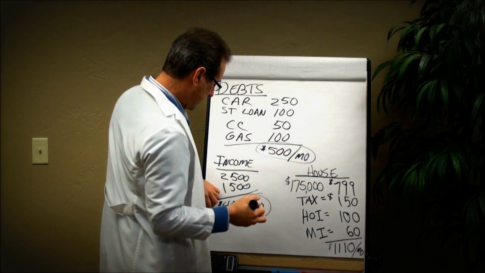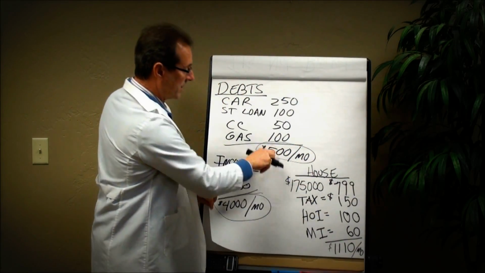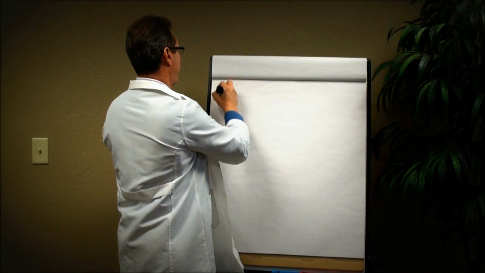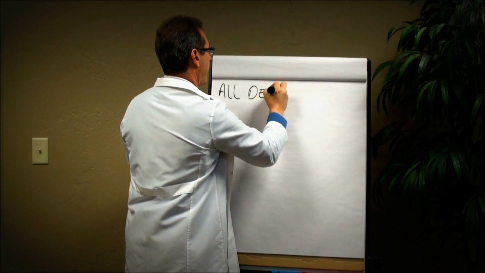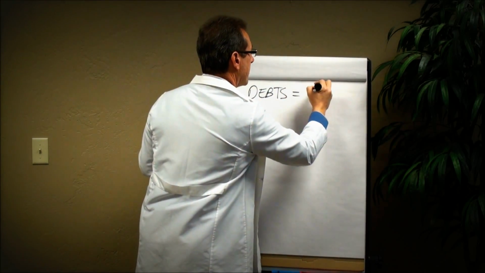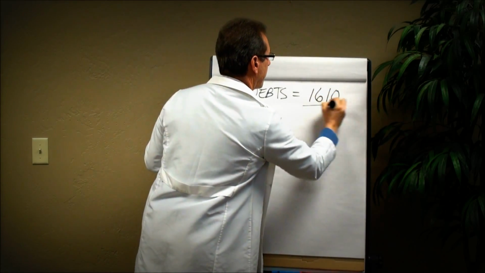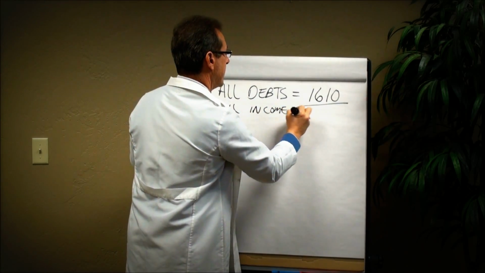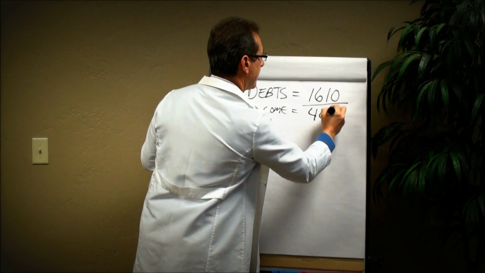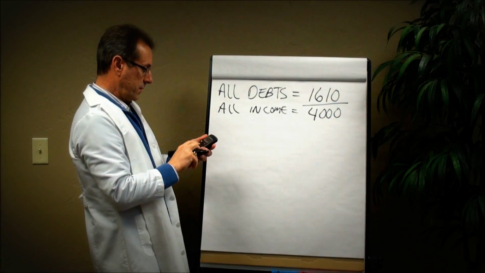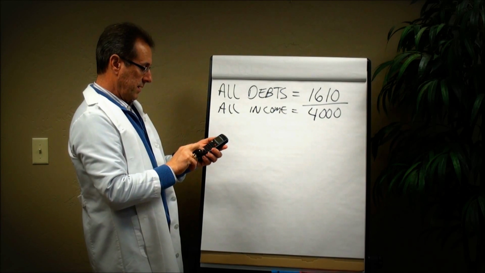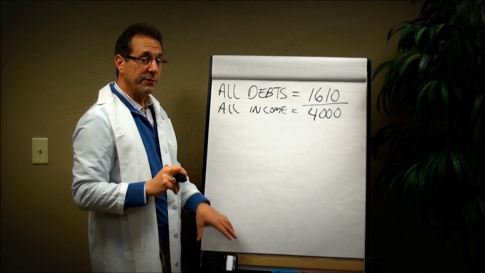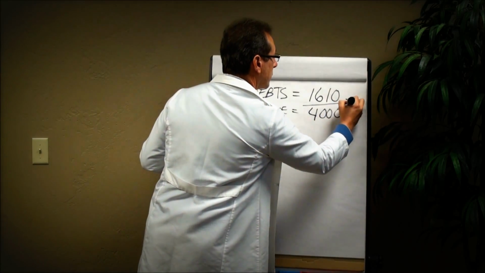That's about $1,610. So let's go ahead and flip the page, remembering we've got 1,110 plus 500. That'll be our debts. I'm going to put all debts equal $1,610. Our income, all income, equals, we said $4,000, right? So if you take that 1,610 divided by 4,000, that works out to be 0.4.